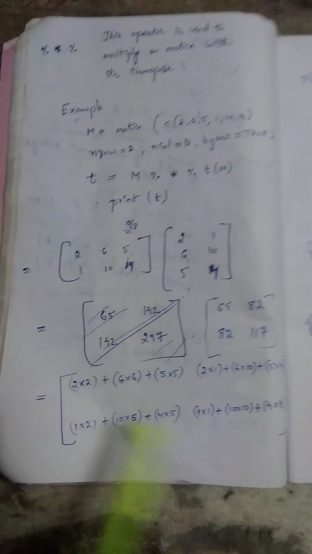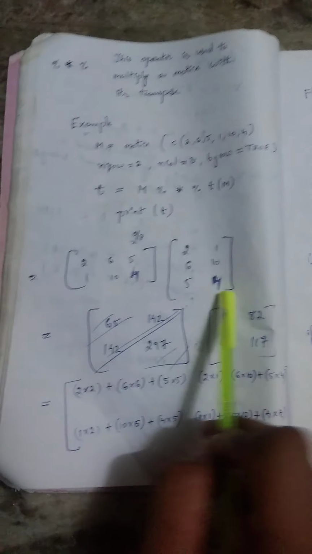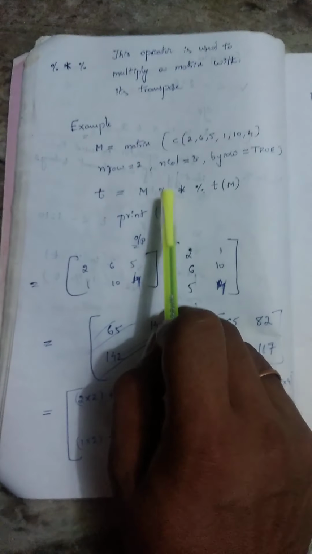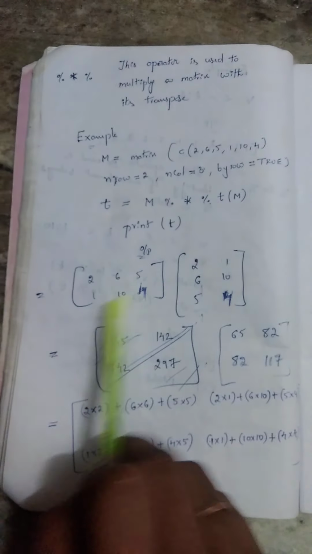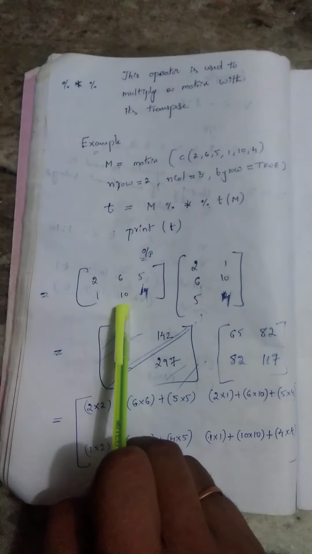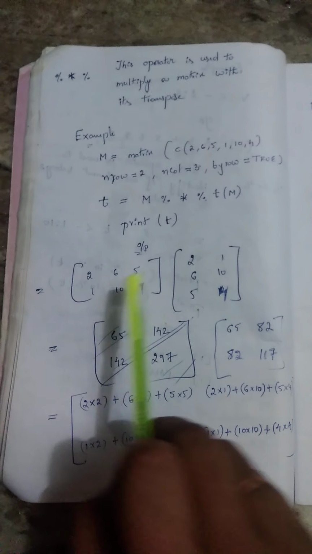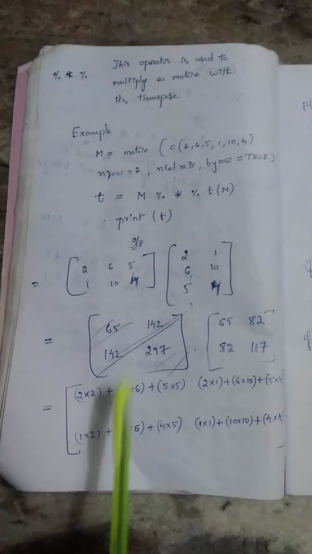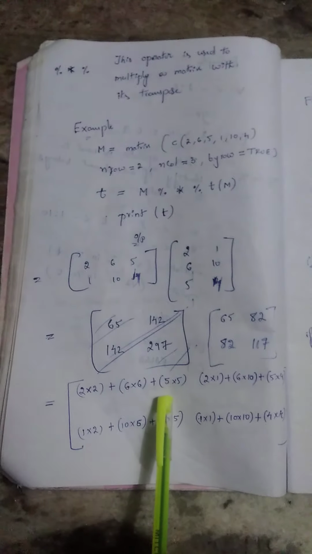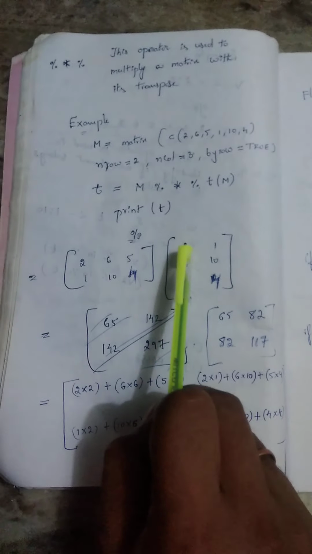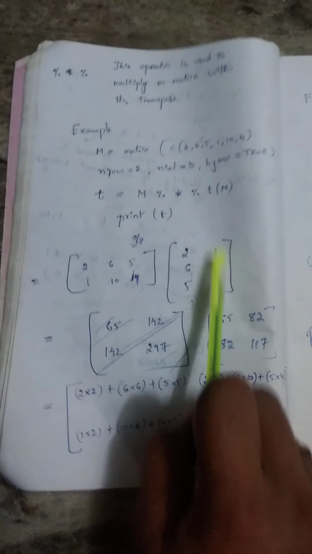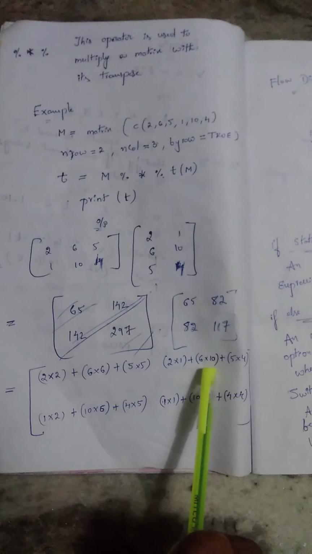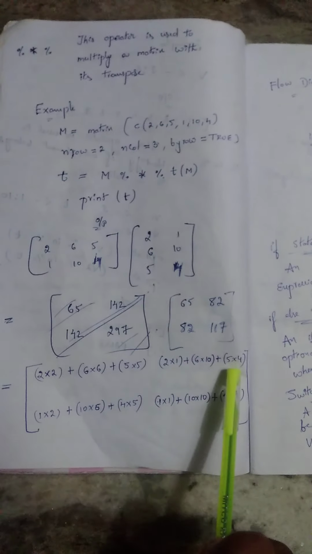Checking the answer. This is the actual matrix and this is the transpose of the matrix. We multiply the given matrix with the transpose. First row into first column: 2 into 2 plus 6 into 6 plus 5 into 5. Next, first row into second column: 2 into 1 plus 6 into 10 plus 5 into 4.